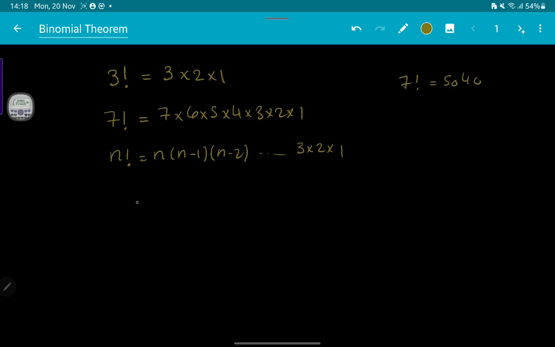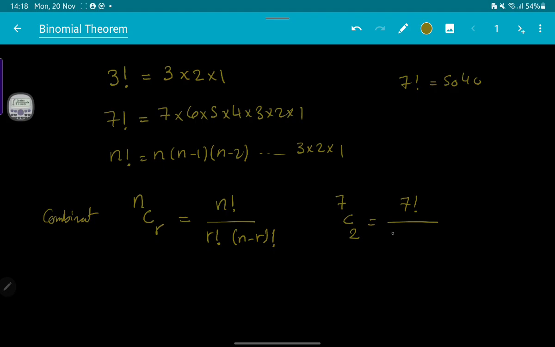We have also nCr. This is combination, and this has a rule which is factorial n, divided by factorial r, times factorial of the difference, n minus r factorial. So for example, if I asked you to get 7C2, this will be factorial 7 divided by factorial 2 multiplied by factorial 7 minus 2, which is 5.